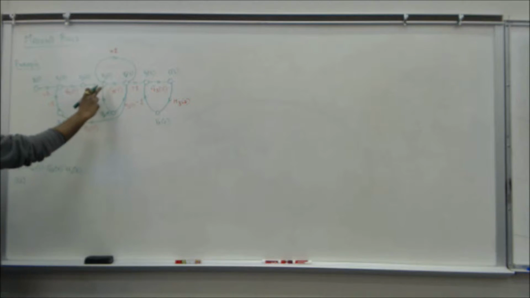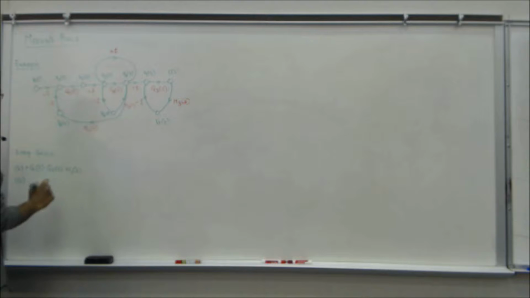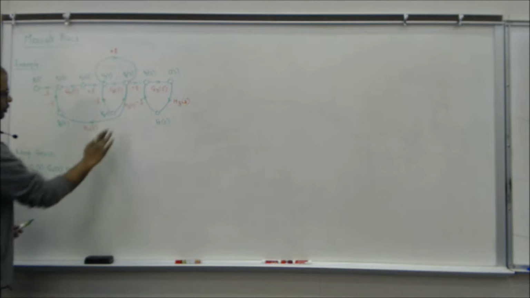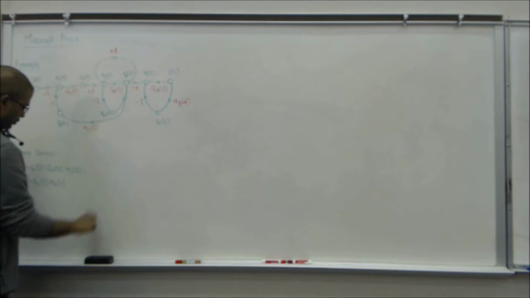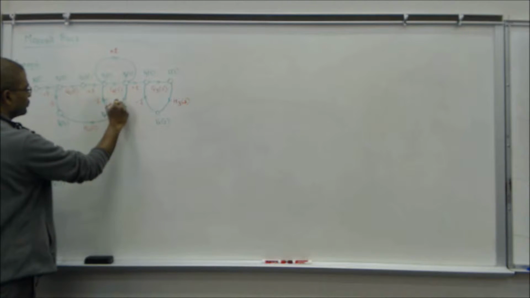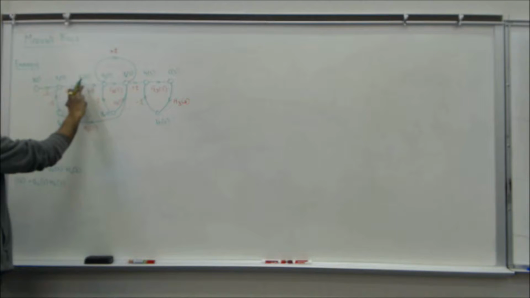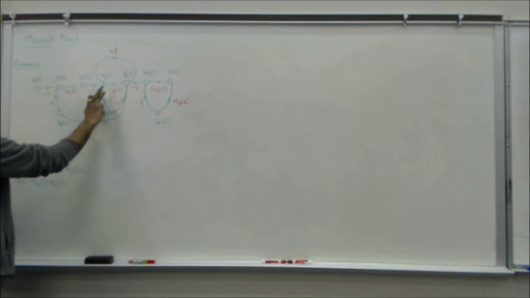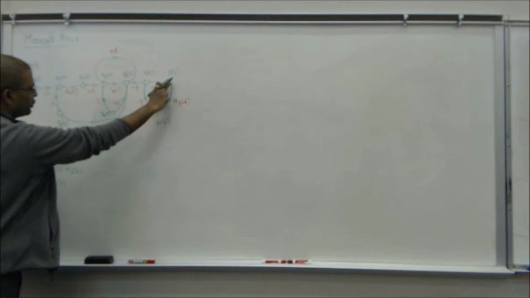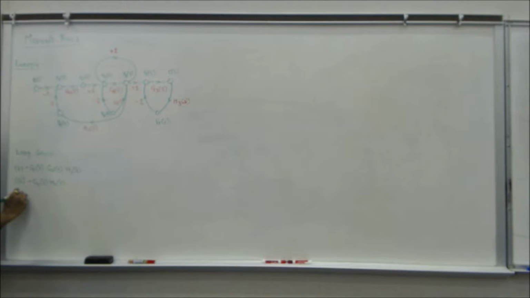Now do you see a loop gain here? What is the loop gain here? It is negative G2 into H2. H2 corresponds to this system. Do you see any other loop gain? You don't see a loop gain here. You see a loop gain here, right? So the third one is negative G3 of S into H3 of S.